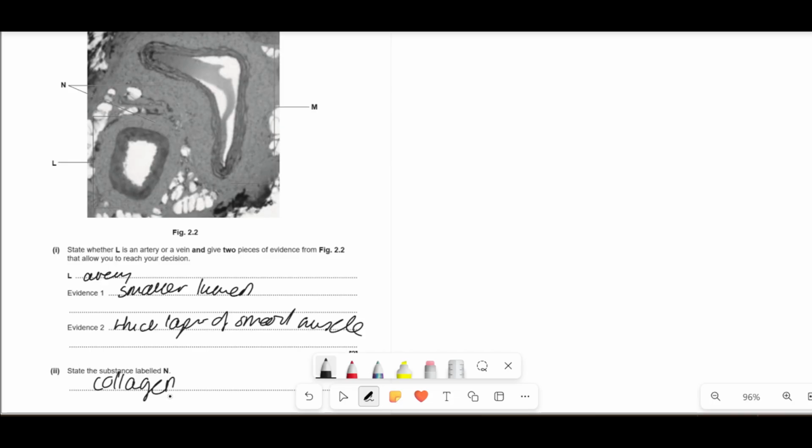What that does is it can change the size of the lumen and helps maintain pressure, and collagen is around it to help provide structural support, so it keeps that nice and open and helps it not get too big or too small.